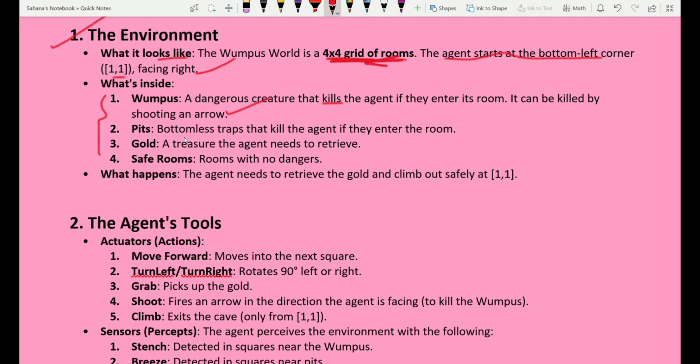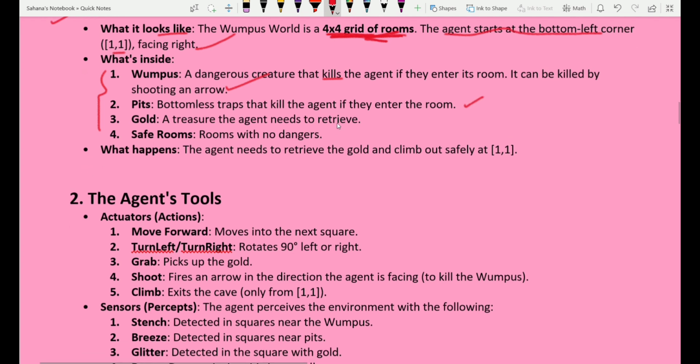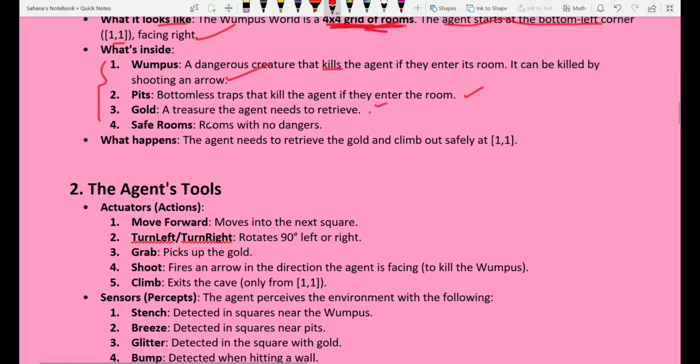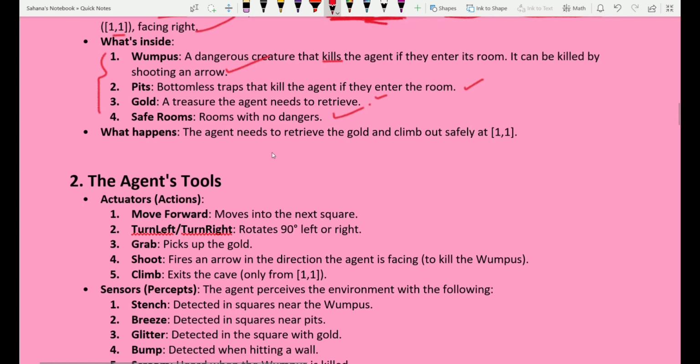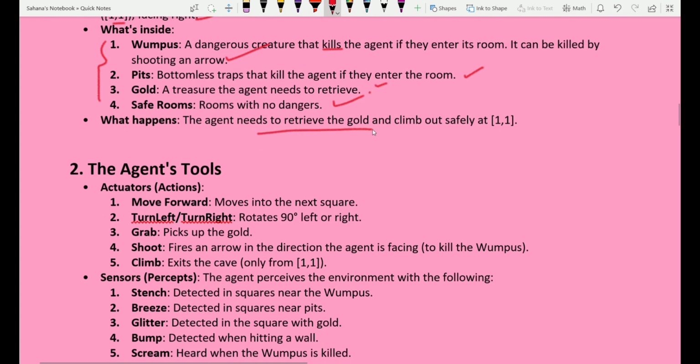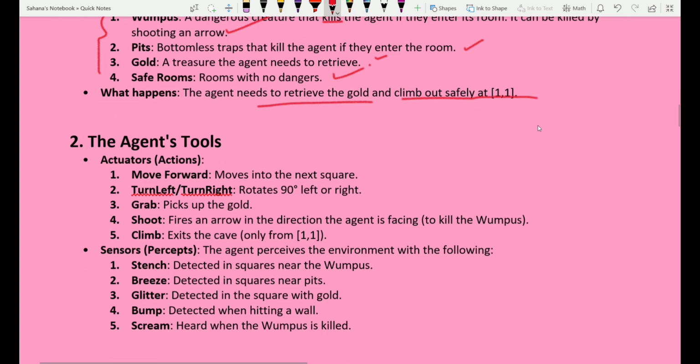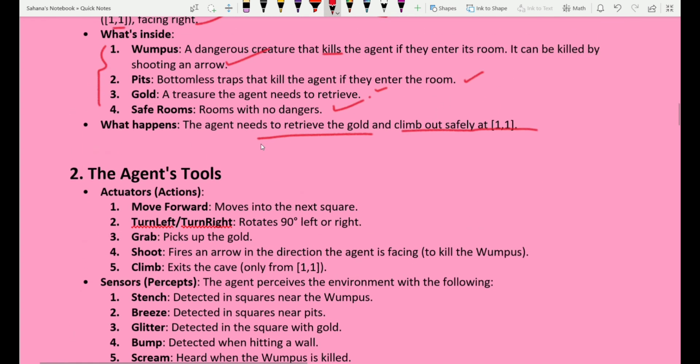Pits are bottomless traps that kill the agent if they enter the room. Then gold is a treasure the agent needs to retrieve. Safe rooms are rooms with no danger. What happens is the agent needs to retrieve the gold and climb out safely at 1, 1. This is the task of the agent.